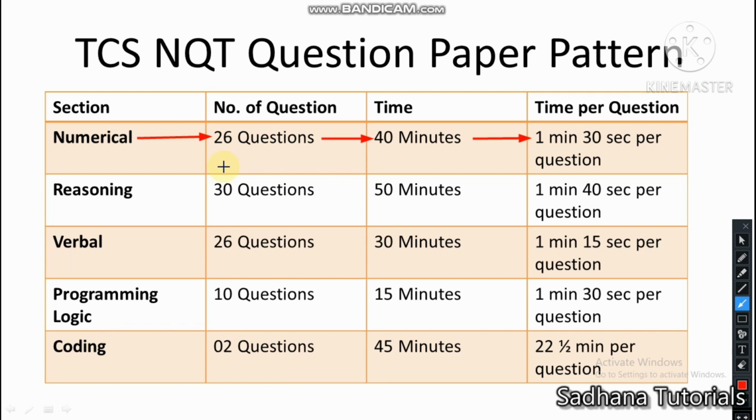So it is very, very important that you attempt all the questions. But please remember that it is very, very important. Once again, I am stressing on it. It is very, very important that you see all the questions in time.